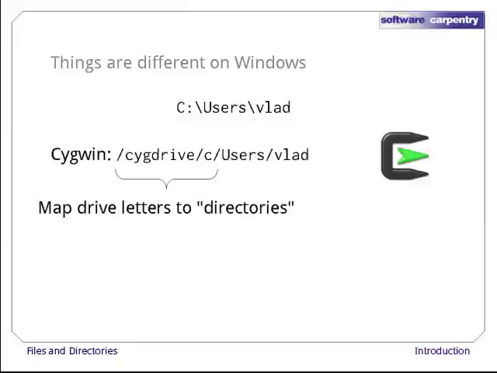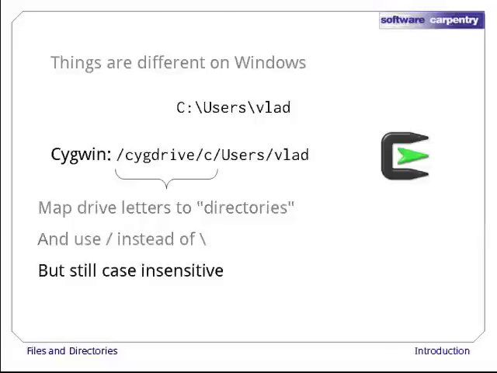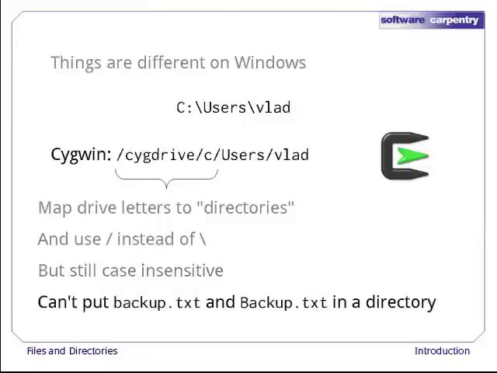The Cygwin package tries to make Windows paths look more like Unix paths by allowing us to refer to the C drive as /cygdrive/c instead of as C:, although the latter does usually work too. It also allows us to use / instead of \ as a separator. But paths are still case insensitive, which means that if you try to copy files called backup.txt in all lowercase and Backup.txt with a capital B into the same directory, the second will overwrite the first.